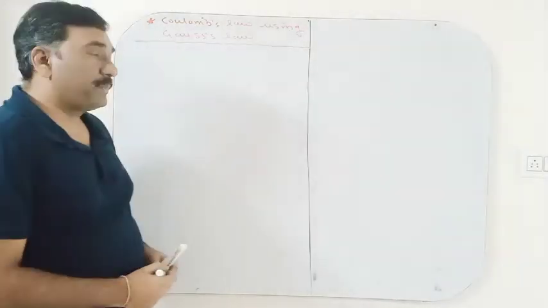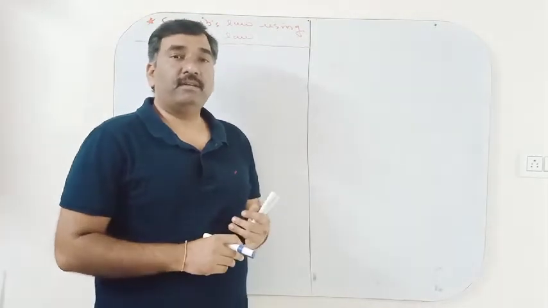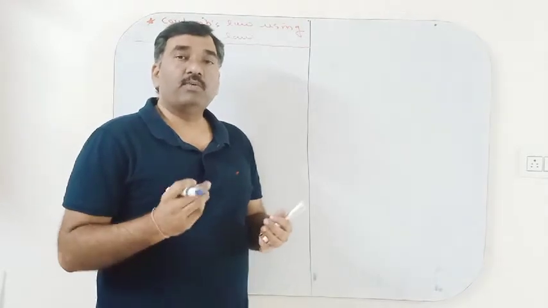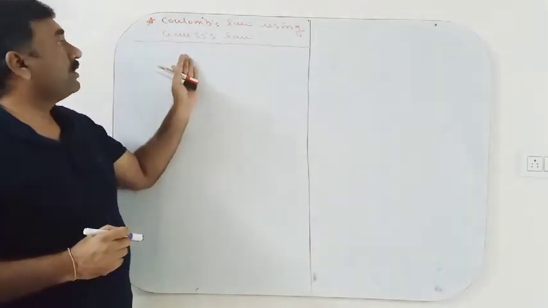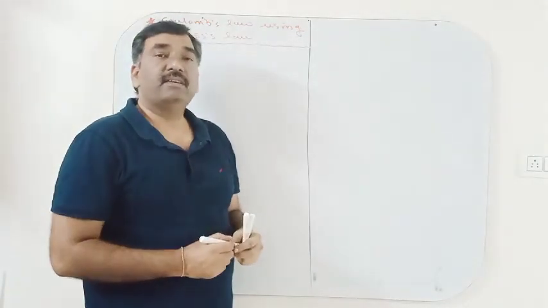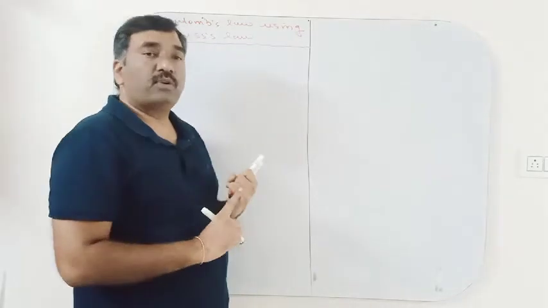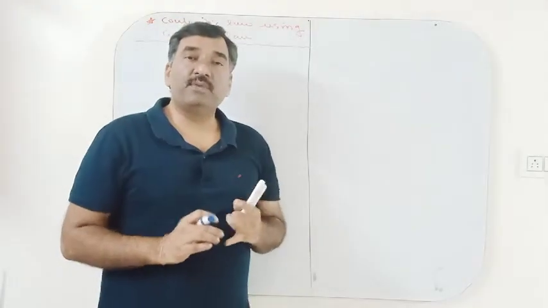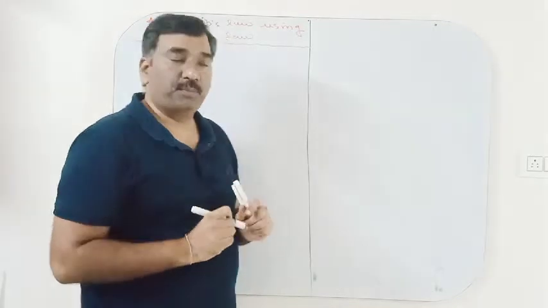Now continue with the topic. As we know, we had just proved Gauss law: the total flux is q upon epsilon 0. Now we are taking the help of Gauss law to obtain Coulomb's law, and we can say that Gauss law is an integral form of Coulomb's law. So using Gauss law we have to obtain Coulomb's law. And what is Coulomb's law? The force acting between two charges is given by k q1 q2 upon r square. This we have to prove.